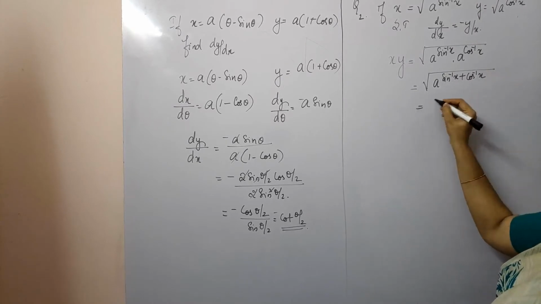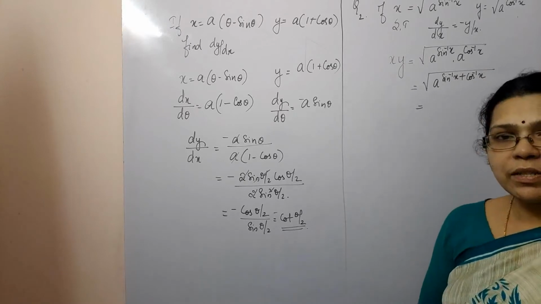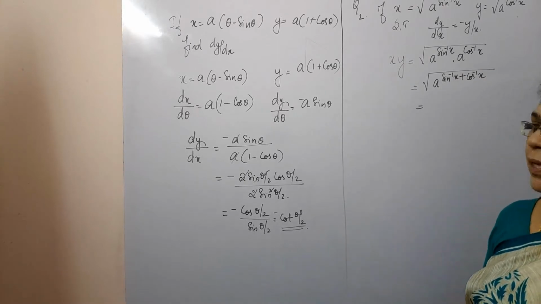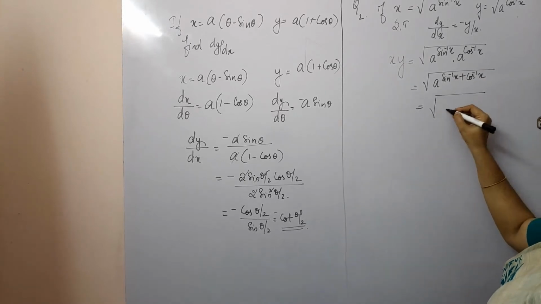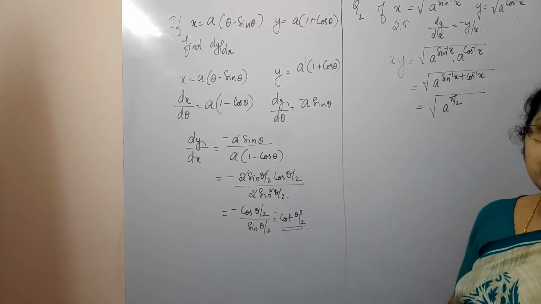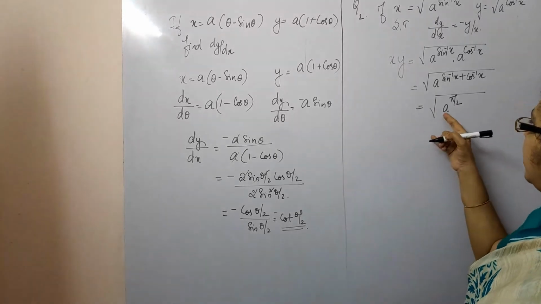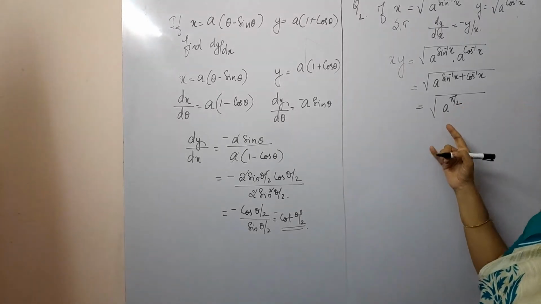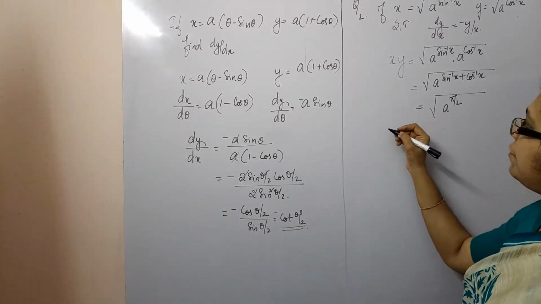Now let me ask you, what is sin inverse of x plus cos inverse of x? You know that it is pi by 2. So it is root of a raised to pi by 2. Now a raised to pi by 2 is a constant. Pi by 2 is a constant, a is also a constant, and the root of a raised to pi by 2 is a constant.